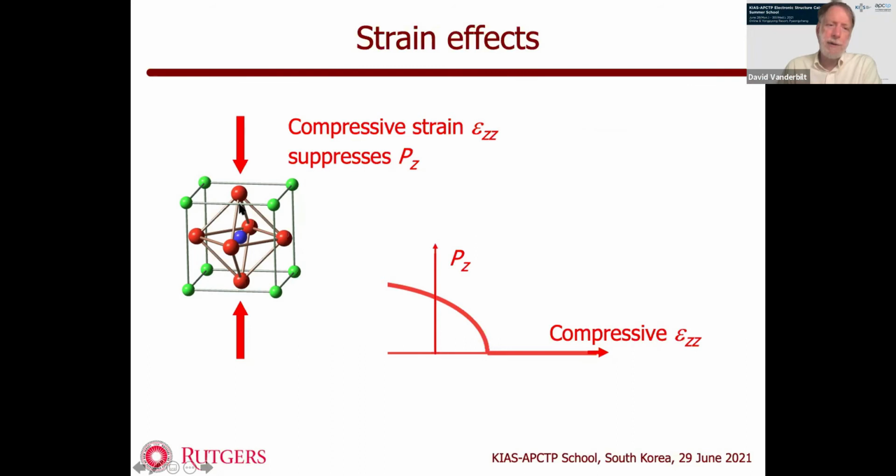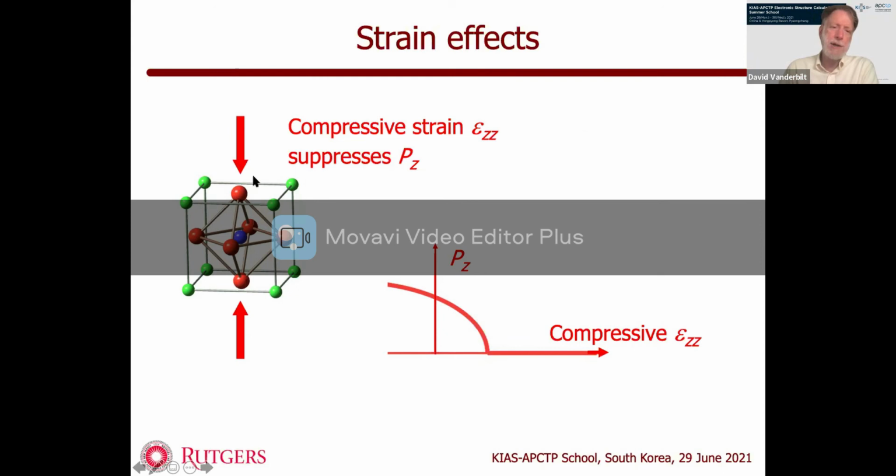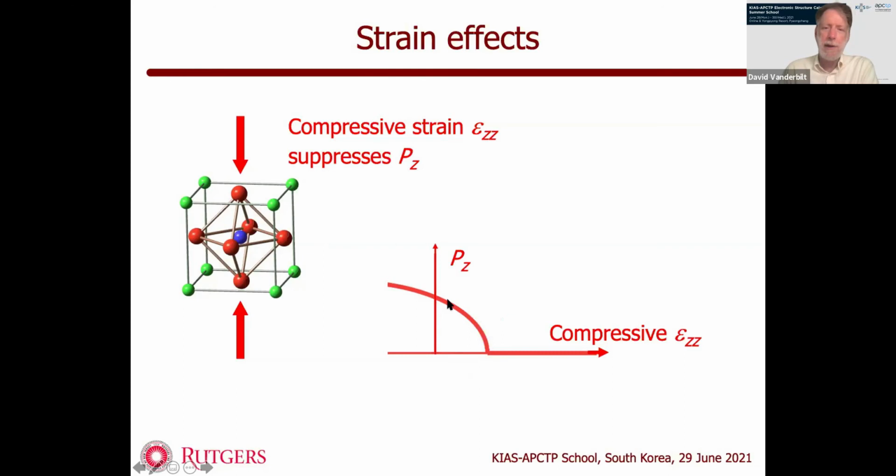But in ferroelectrics, you typically have this situation. You're near a ferroelectric phase transition, which means that in the absence of any external pressure, this material would be ferroelectric, which means that the titanium atom would prefer to be up and with a positive polarization.